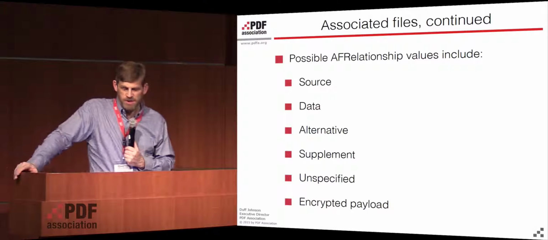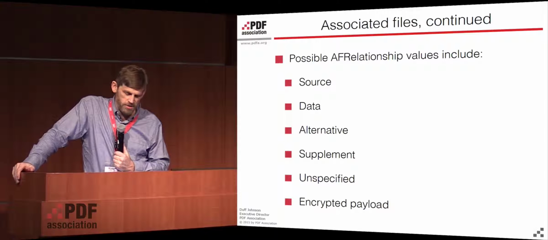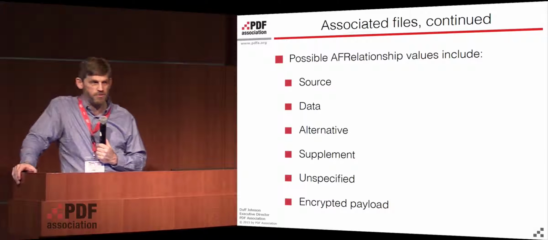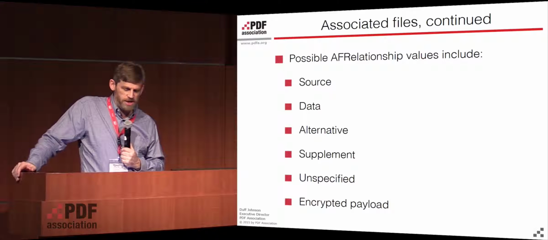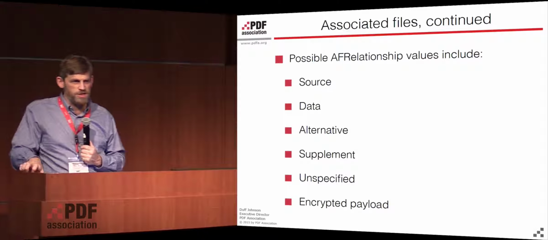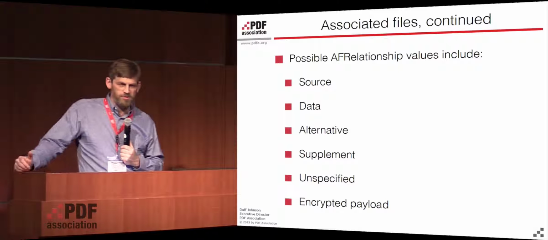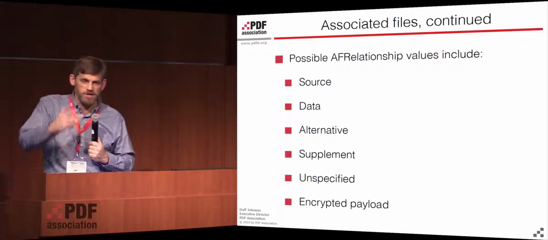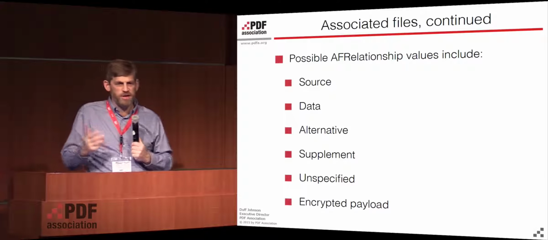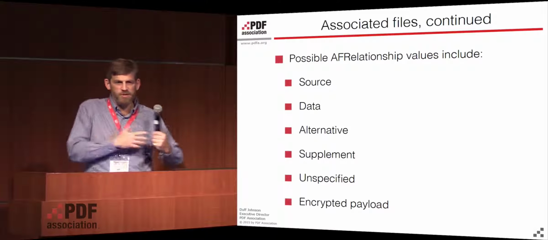So what are the possible AF relationship values? They include source, data, alternative, supplement, and unspecified. Unspecified characteristically being the default. And these are, as you can tell, very high-level, very generic ideas, but they nonetheless, I hope, provide sufficient information to allow a processor to decide to do something interesting. What would you do when you found a PDF file that had an attached EPUB file with an AF relationship key of alternative? If your viewer was capable of displaying an EPUB file, you might say to your user, hey, I just opened something that I can give to you in a reflowable mode, or I can give to you as a PDF. Which would you like? It might be of interest to some users.